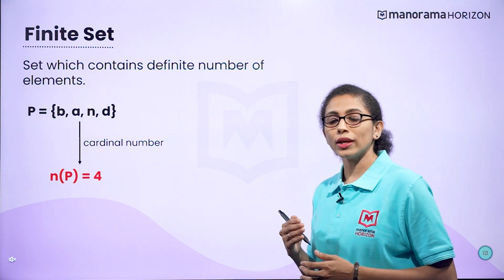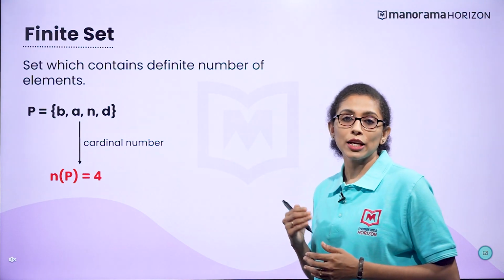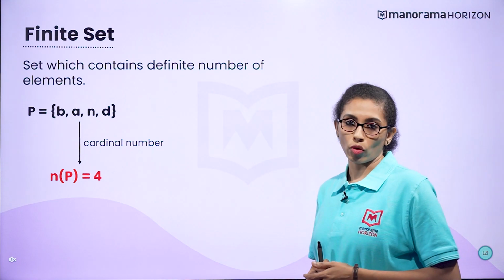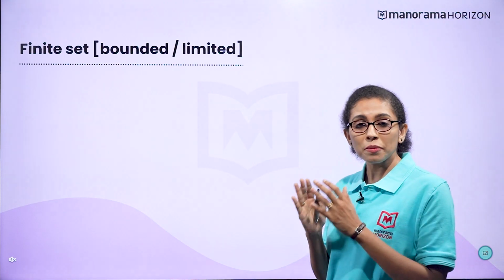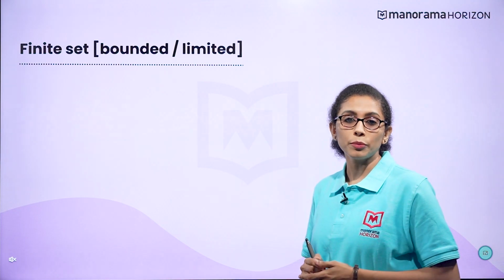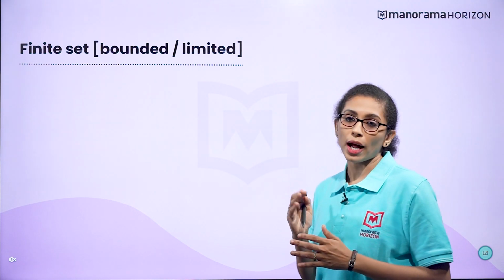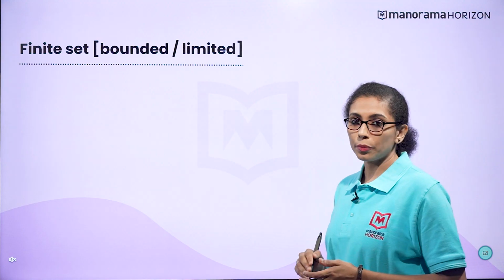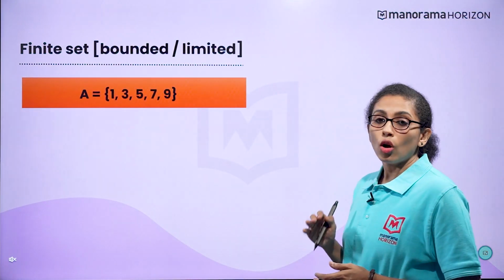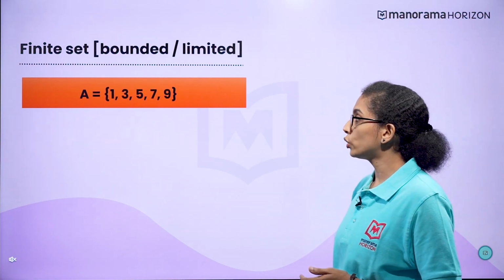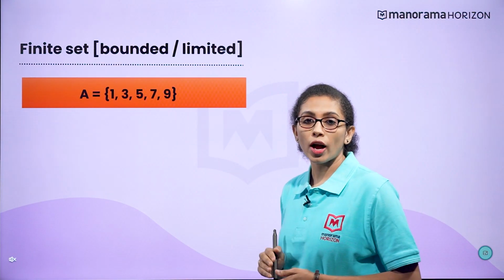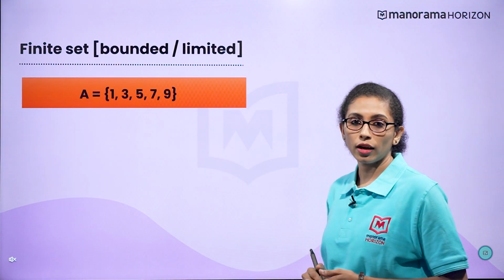Let's see how we can represent a finite and infinite set using roster form. In a finite set, the elements are represented within curly braces and are separated by commas. For example, the set of all odd numbers within 10. What you will get? A = {1, 3, 5, 7, 9}.